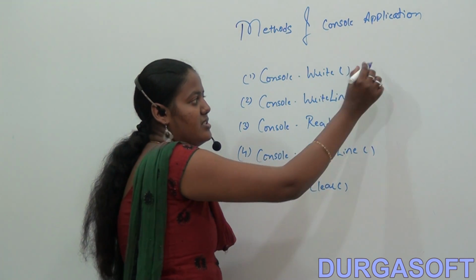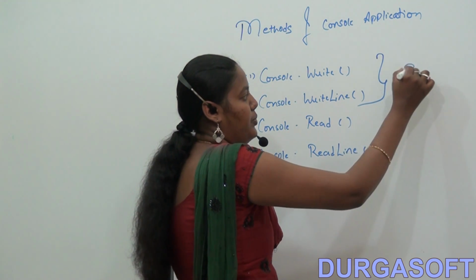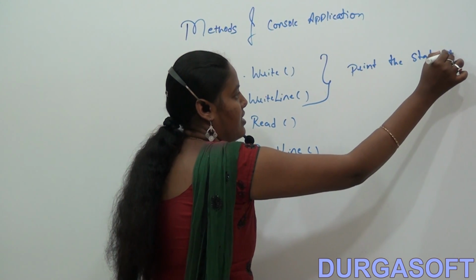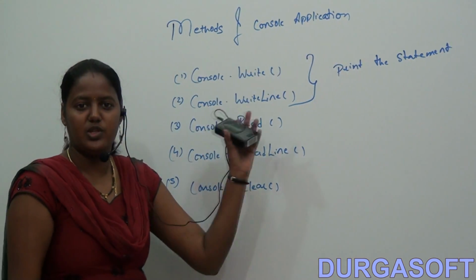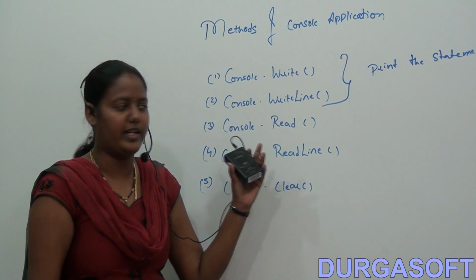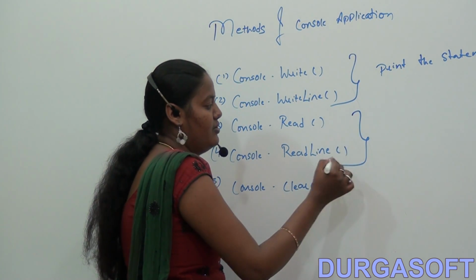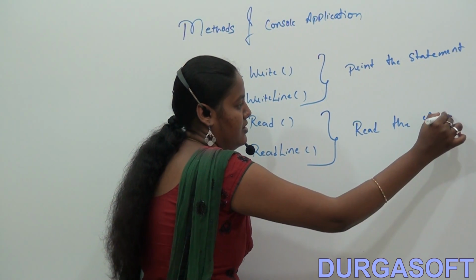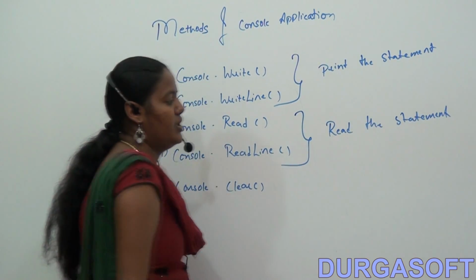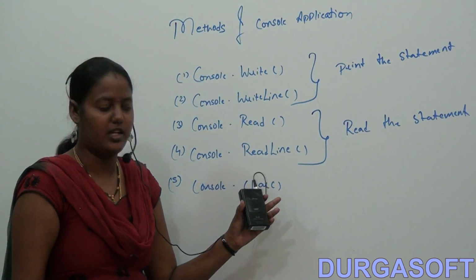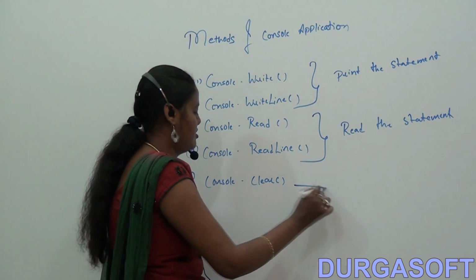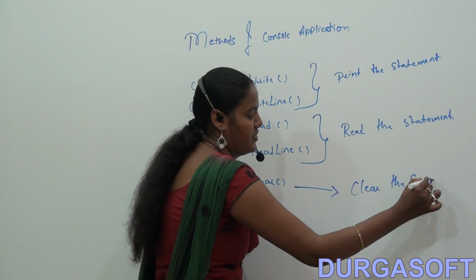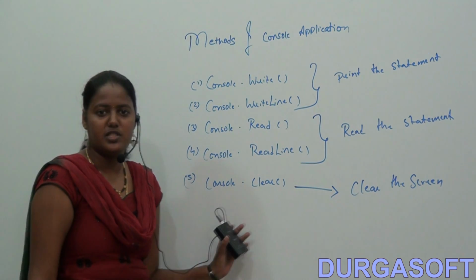So the first two methods, write and writeLine, are to print the statement. To print the statement we use console.write and console.writeLine, and next to read the statement we use console.read and console.readLine, and here at last console.clear. This is to clear the screen. To clear the screen we use console.clear.